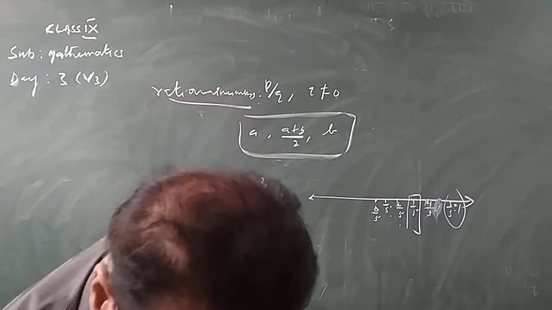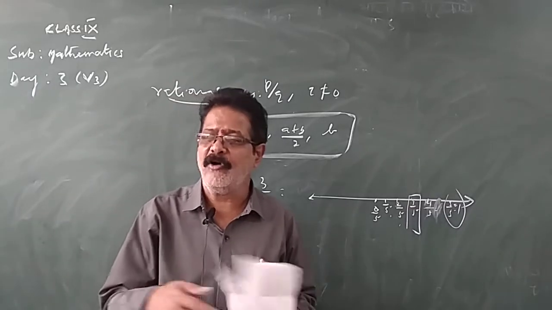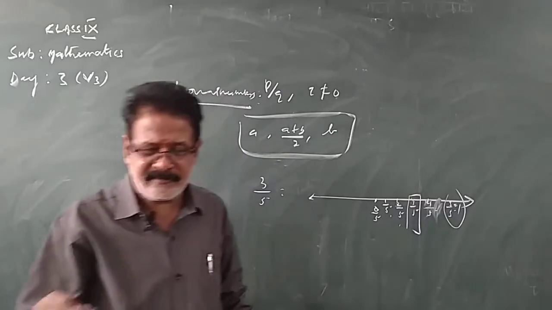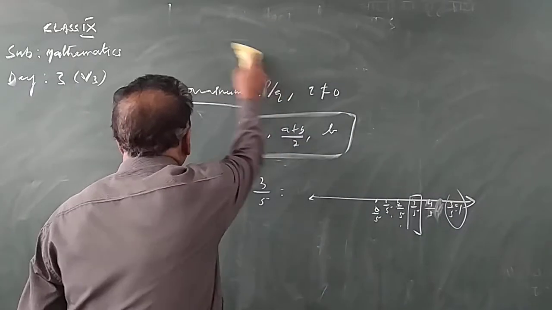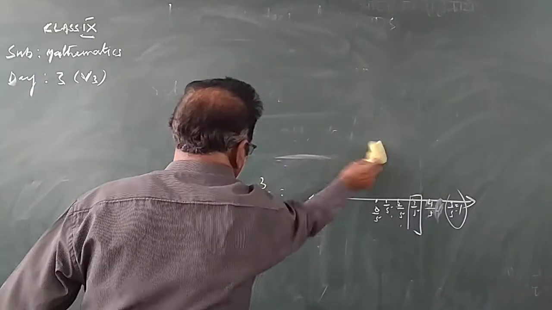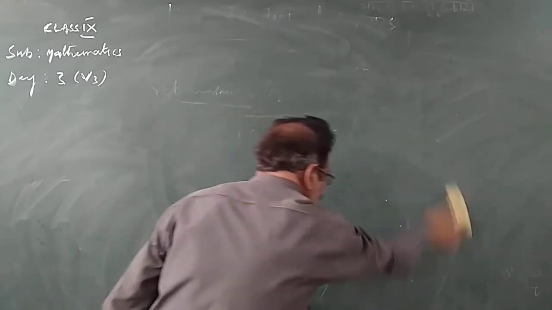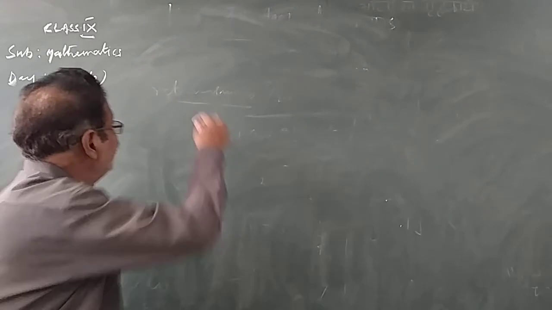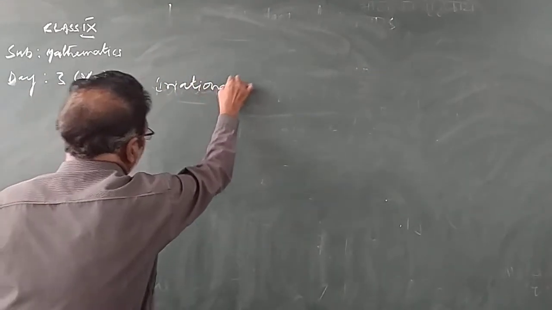So today, let us learn about irrational numbers. What are irrational numbers? The numbers that cannot be written in the form of p by q are called irrational numbers. So we know that root 2 is irrational, root 3 is irrational.